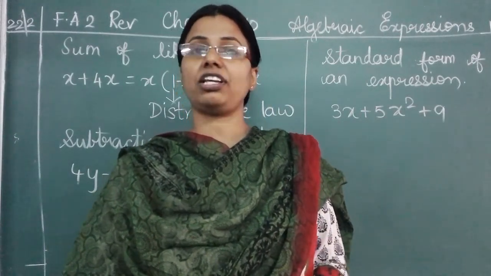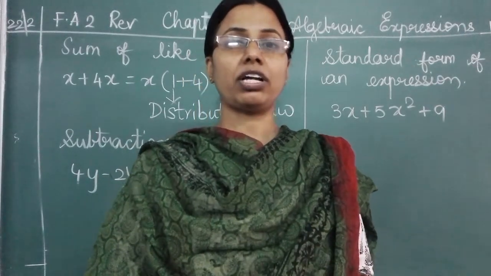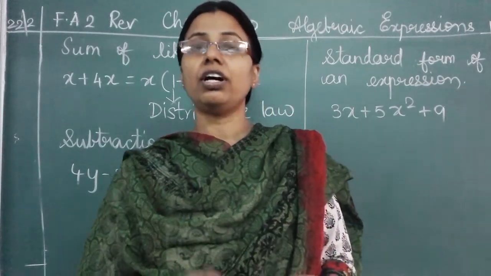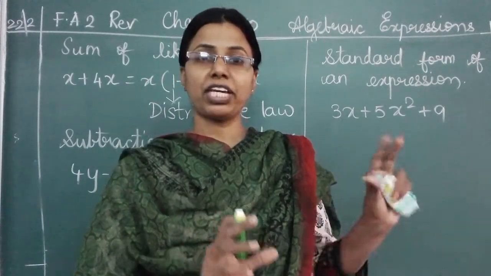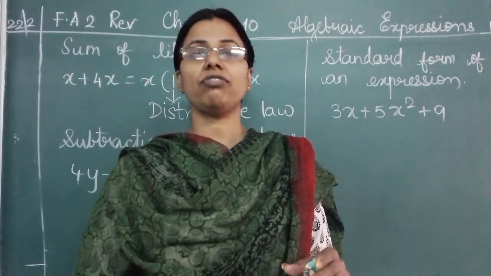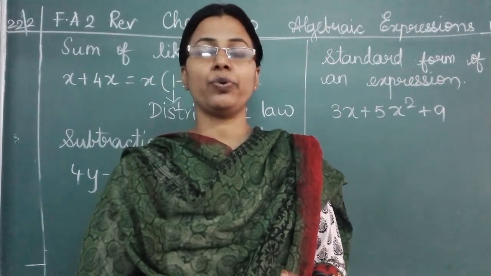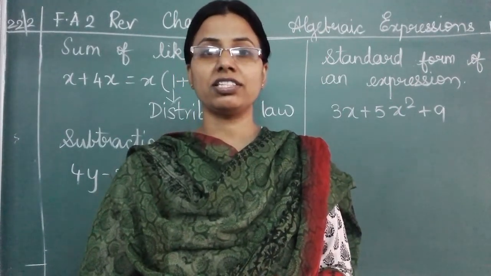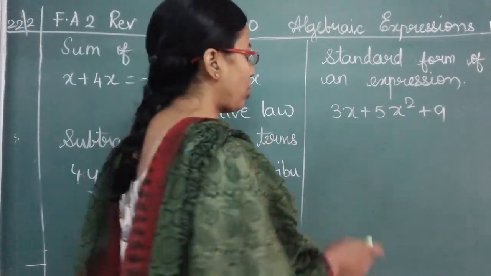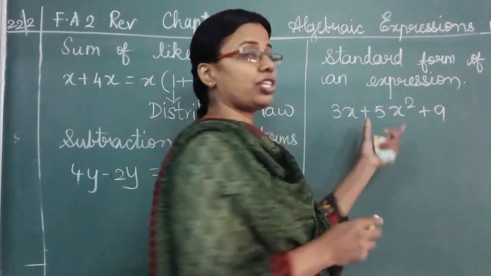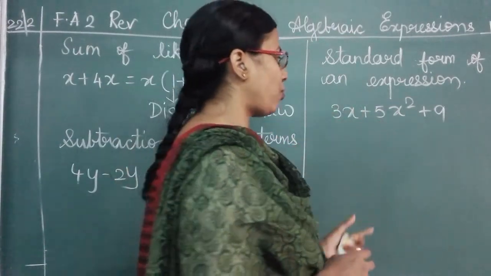Each term's degree we are going to see, and according to the degree we are going to write it in descending order. Descending means big to small. So from the biggest degree to the smallest degree we are going to write. In yesterday's class I told you that for a constant the degree is 0. So now let us rearrange this given algebraic expression in the standard form.